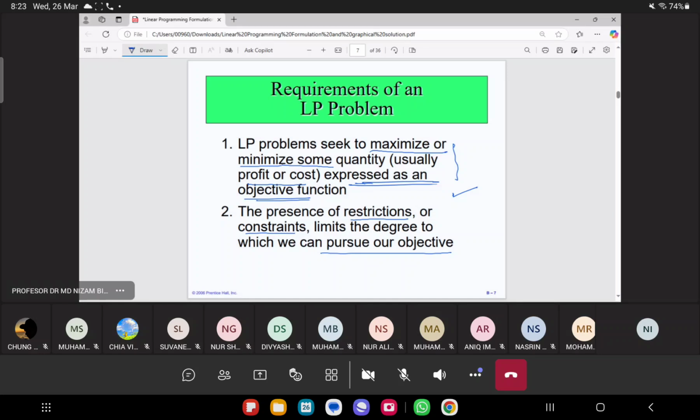Right? And examples of constraints in a manufacturing operation, as I mentioned just now, can be the number of machines, amount of materials, number of operators, and so on. Okay. So these are two of the requirements for the linear programming problem. Okay. Any question?